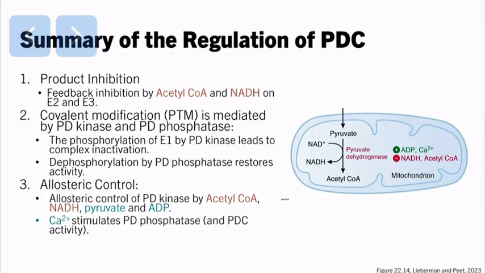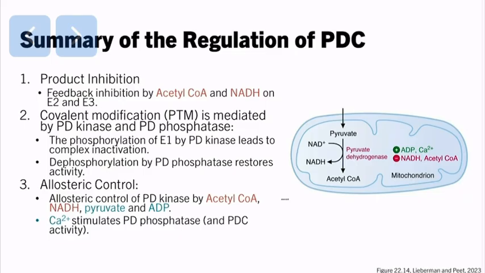So thinking about regulation and just summarizing some of those regulatory mechanisms we talked about. Product inhibition is a common theme we've seen with glycolysis. We're seeing it here as well. So acetyl-CoA and NADH binding to E1, E2, and E3 and inhibiting the enzyme. Covalent modifications, or PTMs, are occurring on the enzymes. These are going to cause changes in the conformation, inactivating or activating the structure, depending on what that specific phosphorylation event is going to do.